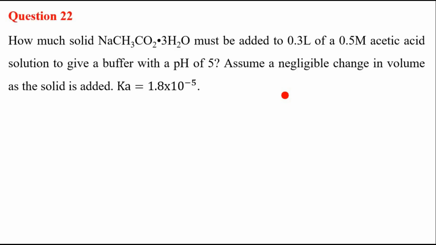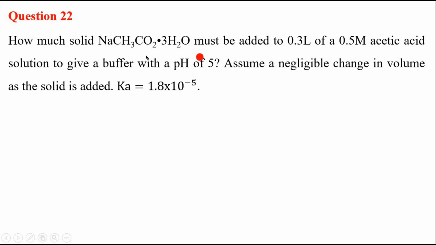Question 22. Because that was question 21, we need to see question 22. Question 22 is saying how much solid sodium acetate must be added to 0.3 liter of 0.5 molar acetic acid. So we have the acetic acid and its salt, but the 0.5 molar is given for the acetic acid. And here, how much solid salt must be added to 0.3 liter of 0.5 molar acetic acid?